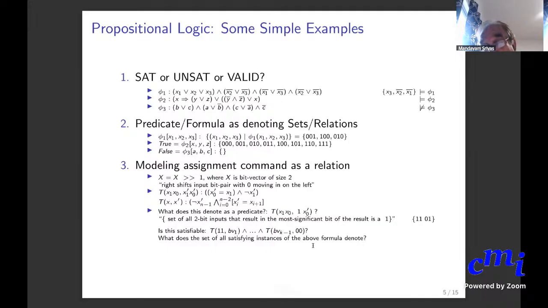Given this, if I'm doing left shifting rather than right shifting, what are the values of K for which such a sequence formula is satisfiable? Firstly, is my explanation clear? Or if not, you will have to stop me and ask questions. Are you convinced by what I said? Anybody? Yes, sir.